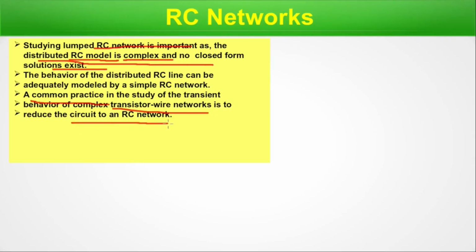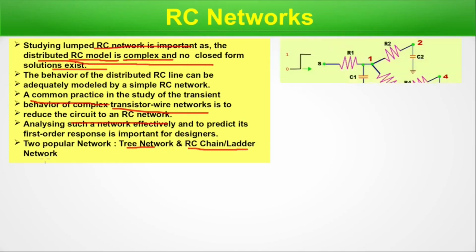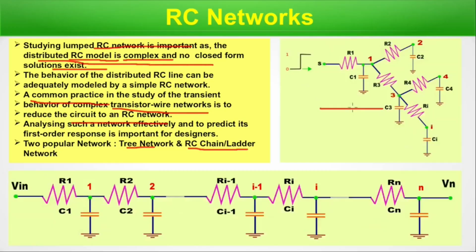Analyzing such a network effectively and predicting its first order response is important for designers. We try to keep the answers simple, so we try to predict the first order response of the system. Two popular networks are the tree network and the RC chain or ladder network. This is the tree network. This is S, the input node. From there, at each node, they are grounded by a capacitor. And this is a ladder or chain structure. These two networks are popularly used in modeling. Now let's move to the next slide.